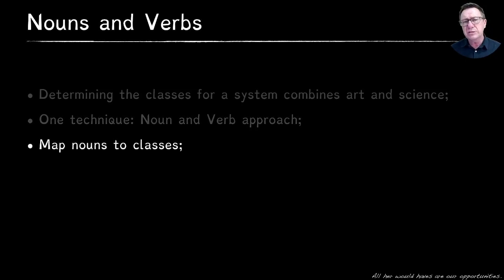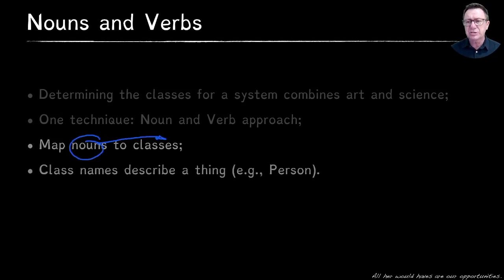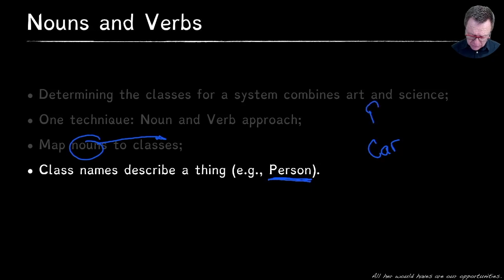Okay, and what we do is the nouns get mapped to classes. All right, that's pretty straightforward. The class name, well, that describes the thing that it's going to be. So it might be a person class, or as we've seen, a car class, these kinds of things. So that class name describes the thing that we're talking about. We saw a pen, okay?